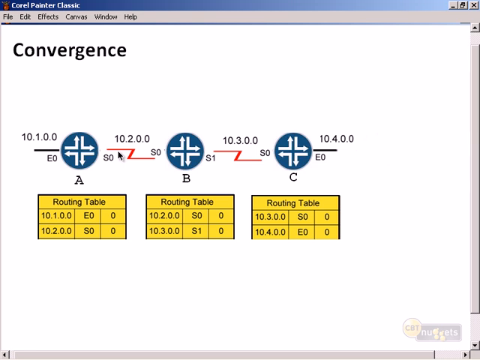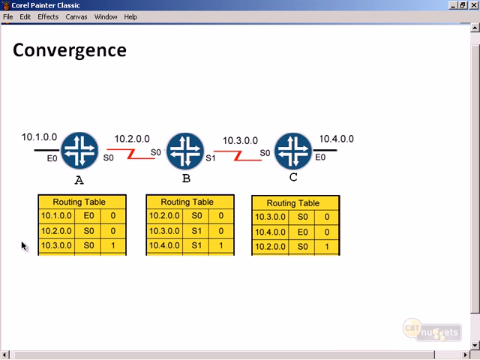Now what we're going to have at the outset in our routing tables are just the directly connected interface information. So for example, on router A, you can see it knows about network 10.1.0.0, and it's on E0, and it's 0 hops away. It's directly connected. It also knows about 10.2.0.0 on serial 0. It's also got a metric or a hop count of 0. It's directly connected. You can see router B. It knows about 10.2 and 10.3, right? On its two serial interfaces, also 0, and of course router C over here.